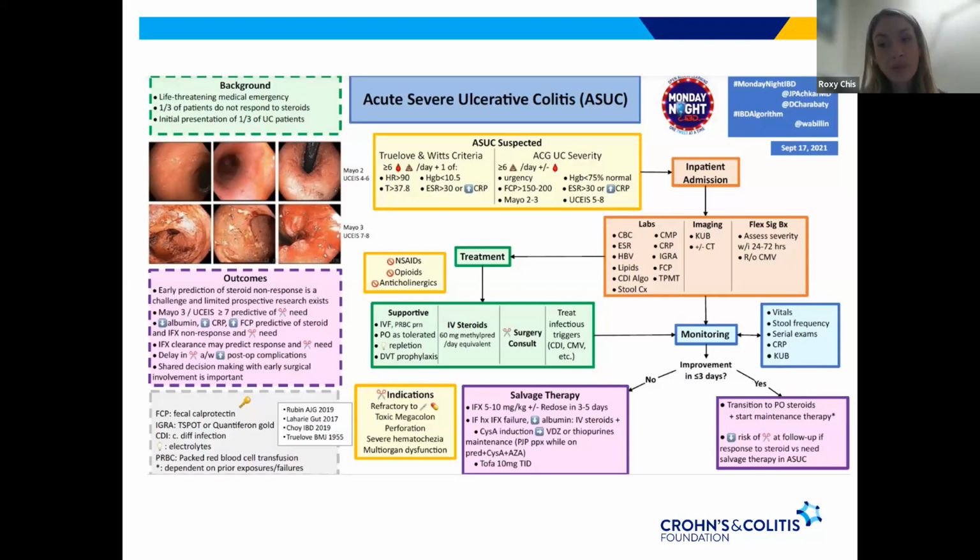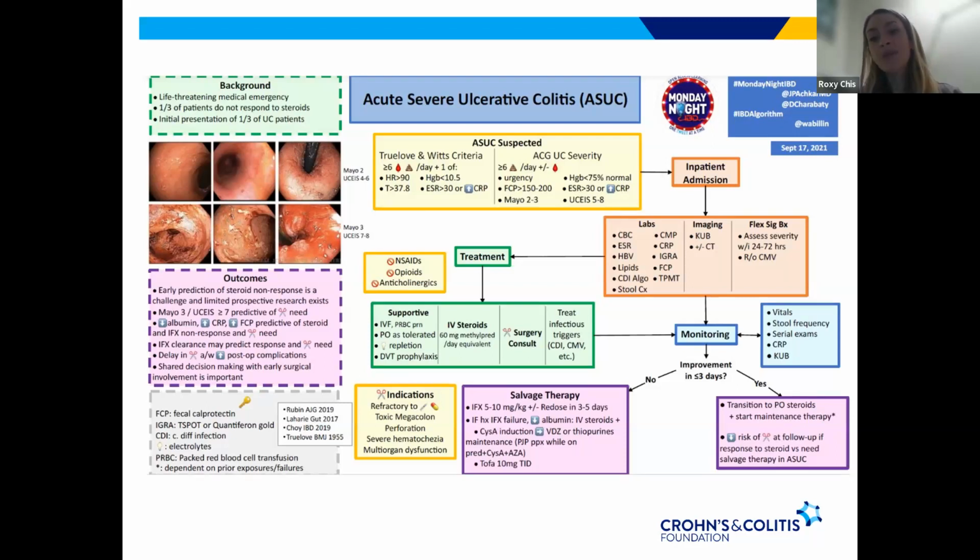So if there's more than 6 bowel movements a day, and then any one of those 4 features, we should suspect acute severe UC, and those patients normally require inpatient admission. So most patients with ulcerative colitis and Crohn's disease can be managed as outpatients, but these people absolutely need to be admitted to hospital and monitored.